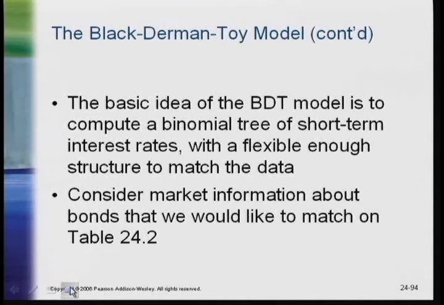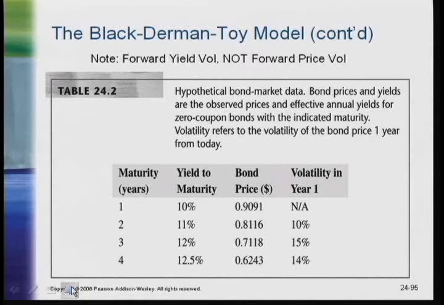The Black-Derman-Toy model is a model of short-term interest rates, as was the model of the prior module. It has a number of parameters in it, and it's intended to fit market information. So here's an example. And I note here, it's correct in the book, but on this slide, and I'm not able to correct it, it says that the volatility is the volatility of the bond price in 1 year. That's not true.